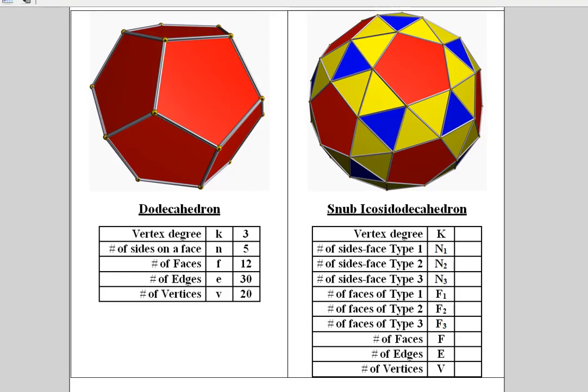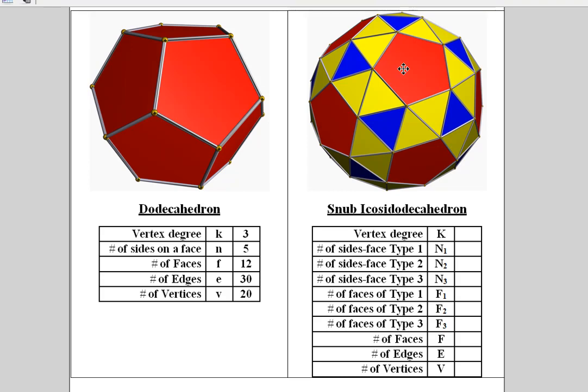Now let's analyze the snub icosidodecahedron. On the left, we see the dodecahedron with its information. On the right, we're going to be filling in these blanks. It's useful to think about the faces here on the right-hand side as three types. The first type would be the faces that are a result of the original faces of the dodecahedron, the pentagons.